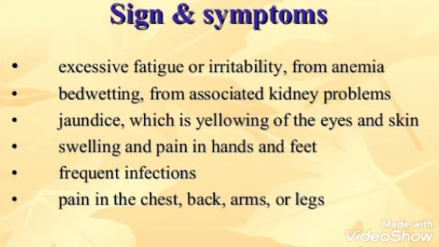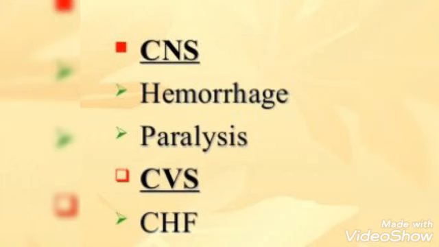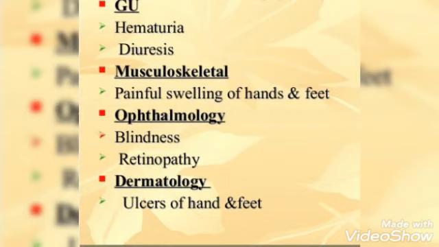Patient may complain of excessive fatigue or irritability from anemia, and bedwetting from associated kidney problems. Jaundice occurs due to hemolysis that can be presented as yellow color of the eyes and skin. There could be frequent infections. There is swelling and pain in hands and feet, and pain in the chest, back, arms or legs. Central nervous system features are hemorrhage and paralysis, and if the heart is affected, that causes chronic heart failure. Urological features are hematuria and diuresis.